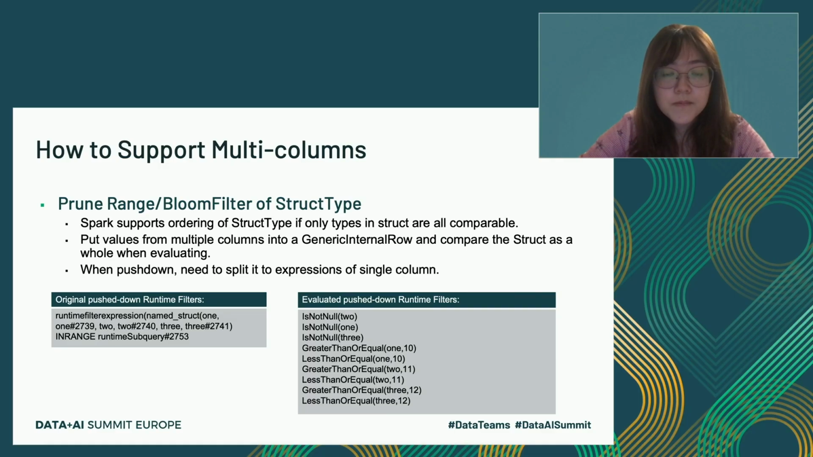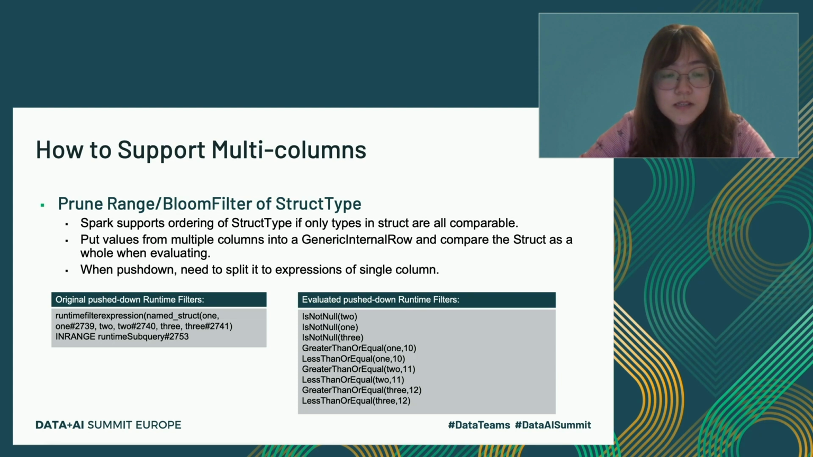So the next question is how to support multiple columns. If we apply the runtime filter column by column, we will have many subqueries, which will make the performance even worse. To support multiple columns, we put the min-max and the Bloom filter into a struct type, because Spark supports ordering of struct type, as long as the types in the struct are all comparable. So we put all the multiple columns into a generic internal row and compare the struct as a whole when we do the evaluation.